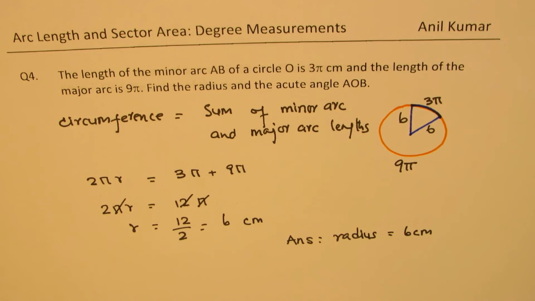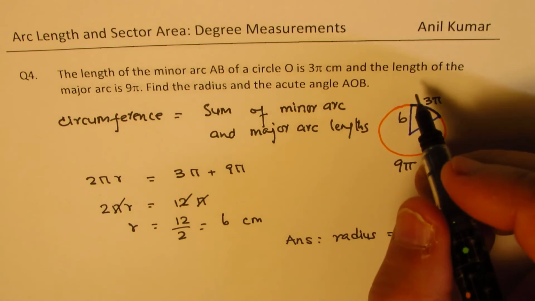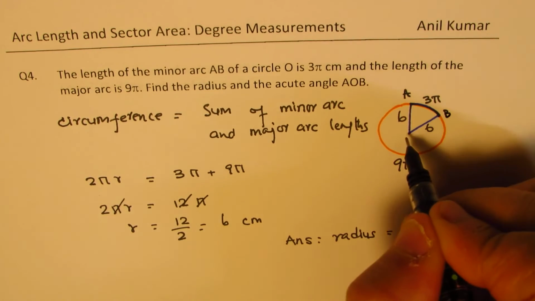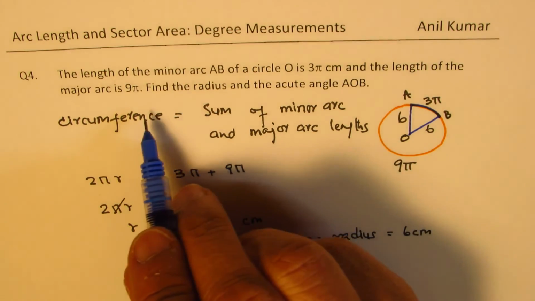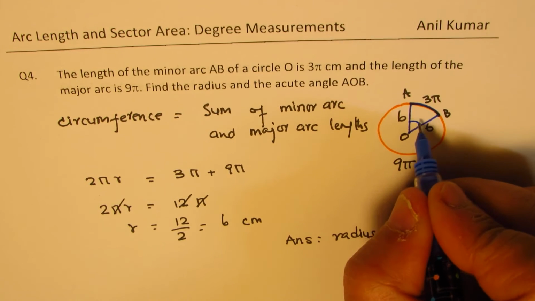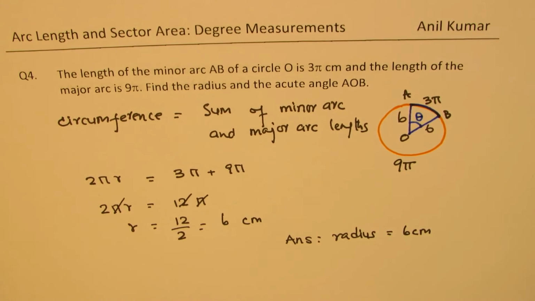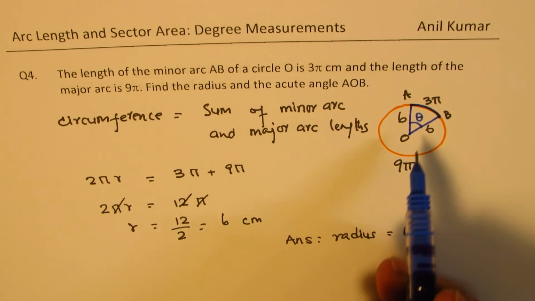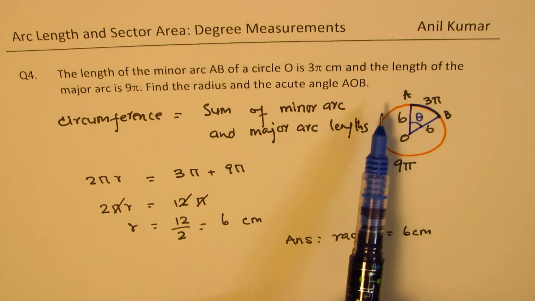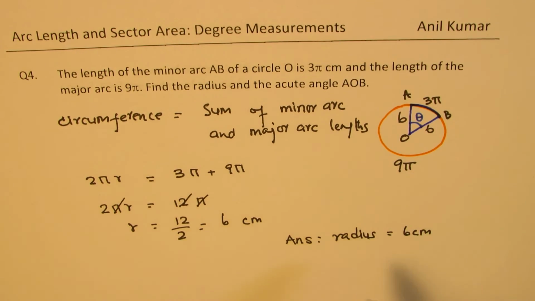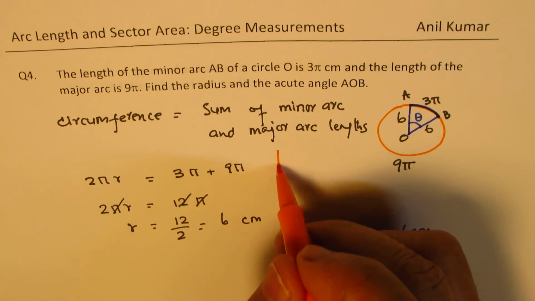The second part of this question is to find the acute angle AOB, right? So that is the arc AB, the circle center O. Now let's find what is the acute angle AOB. So this angle we have to find, let this be angle theta, correct? We know the radius and we know 3 pi is the arc length. So to find this angle, we can say it is 2 pi r over this. So we'll use this formula right there. Let's do it on this side.